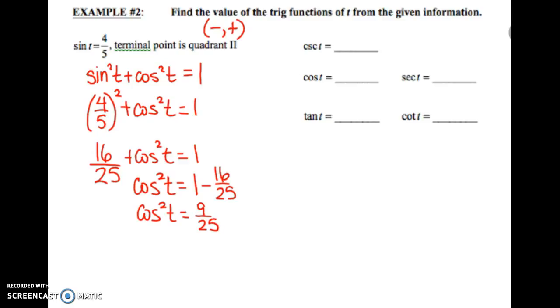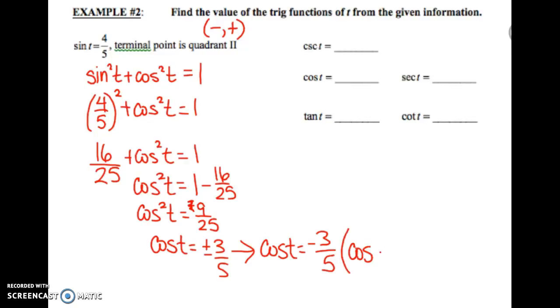And then if we square root both sides, we get that cosine t is equal to plus or minus 3/5. Okay. Well, in quadrant 2, cosine is negative, right? So cosine t is going to be equal to negative 3/5 because cosine is negative in quadrant 2. So if we know that cosine is negative 3/5, we can fill that out.